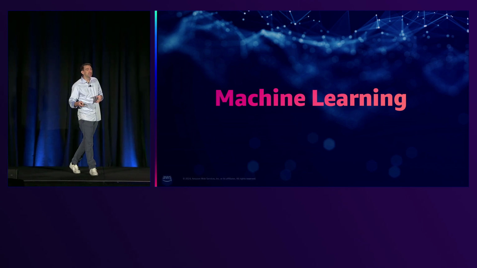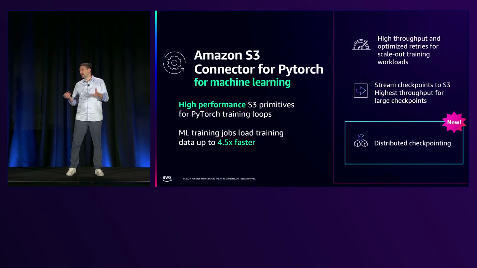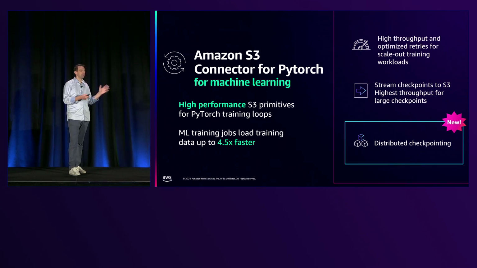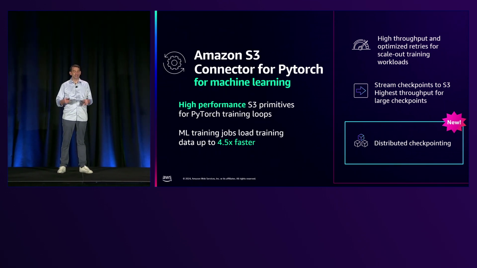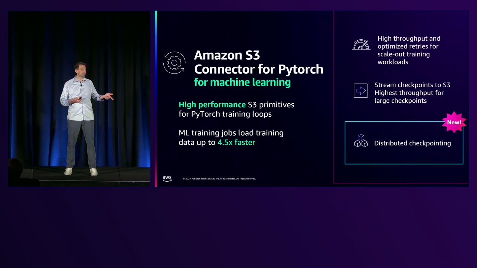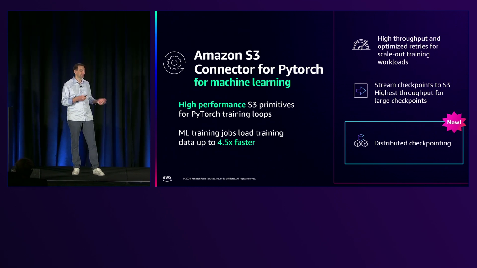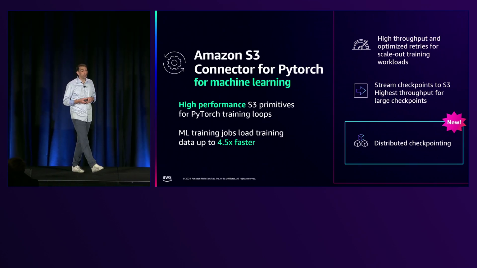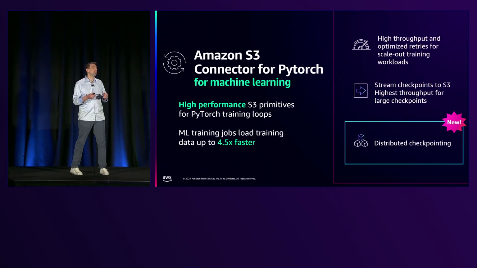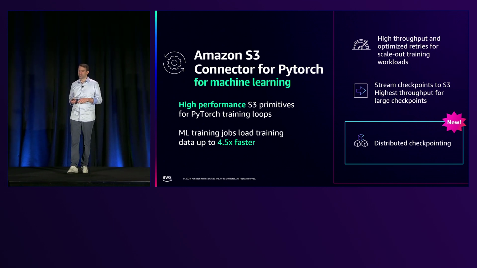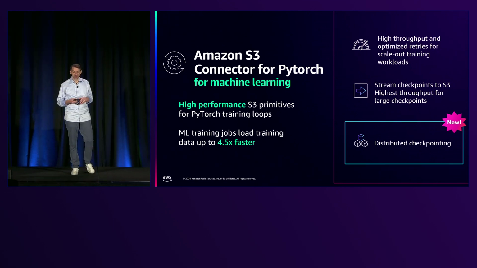And so we launched a connector for PyTorch. That's fairly new out there. It's an Amazon S3 connector for PyTorch. It's really optimizing those training jobs, and you get training data up to 4.5 times faster out of S3. And then this week, we launched distributed checkpointing, which means that you can now also checkpoint in a distributed way and get data faster back into S3. So 2 exciting launches we had.